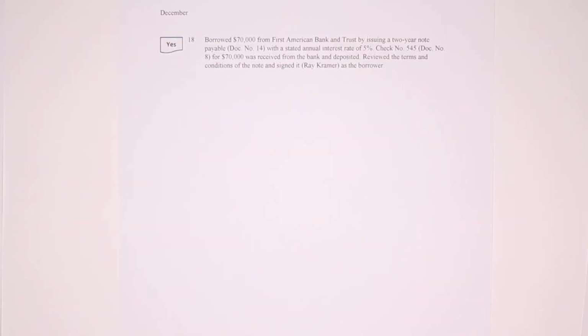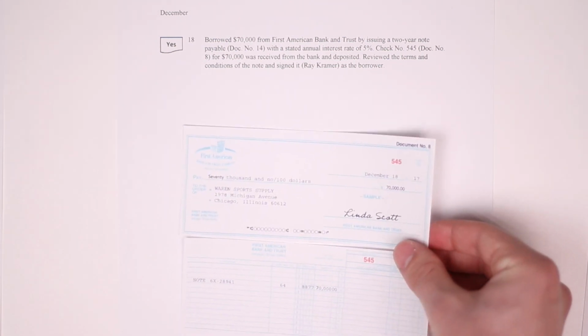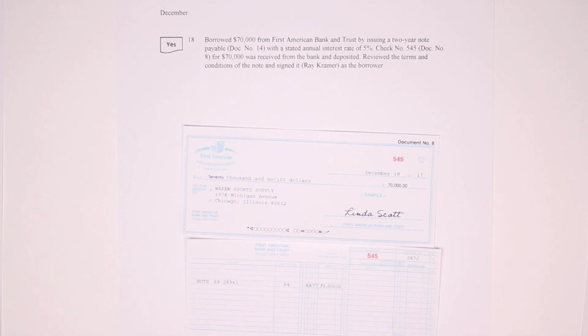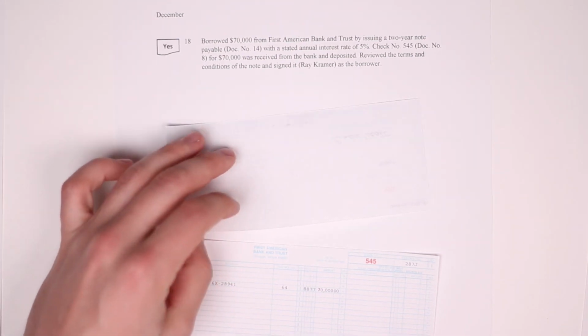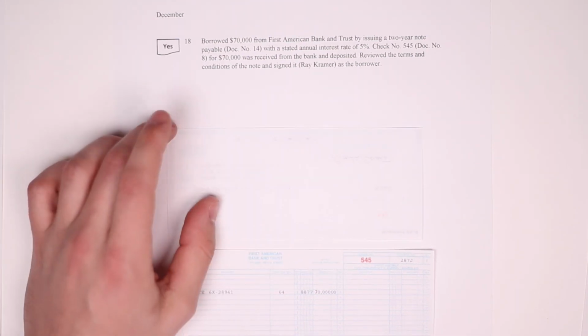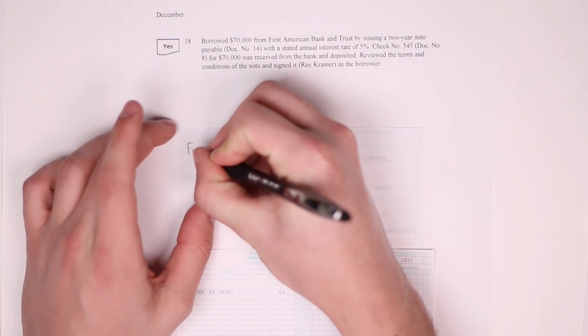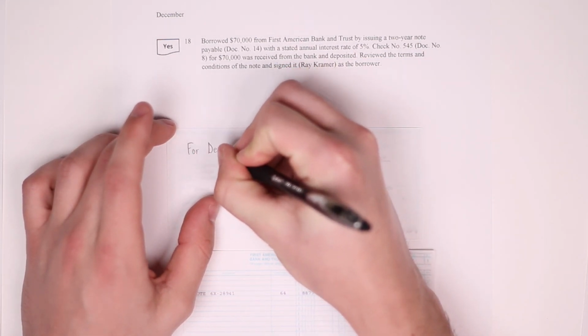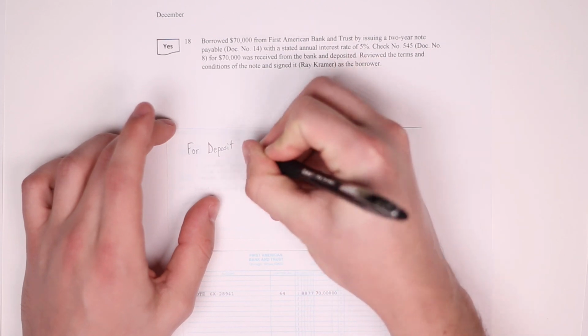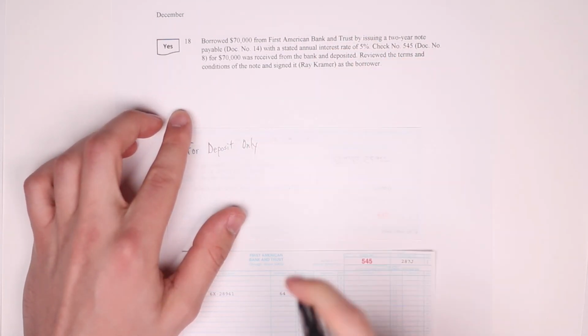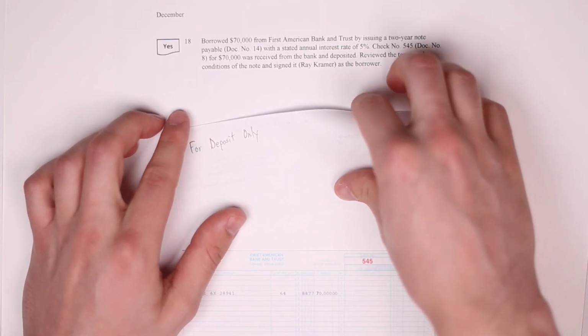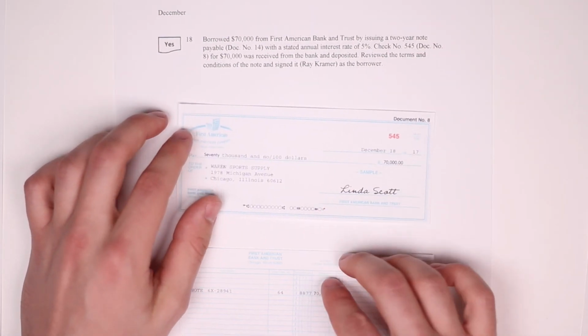On December 18th in the year of 2017, Warren Sports Supply borrowed $70,000 from First American Bank by issuing a 2-year note payable with a stated annual interest rate of 5%. To begin processing this transaction event, we'll need to acquire the check and restrictively endorse the back of it. In other words, we'll need to write for deposit only on the back of the check. This method is implemented as a means to restrict the payment of the check to the endorser. The detached portion of the check will be sent off to the banking department.